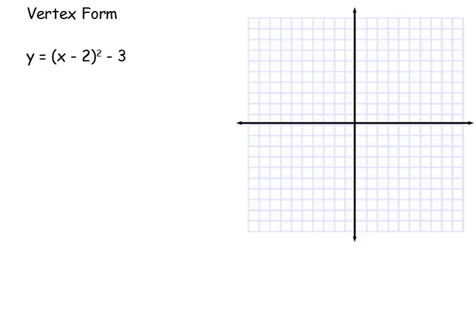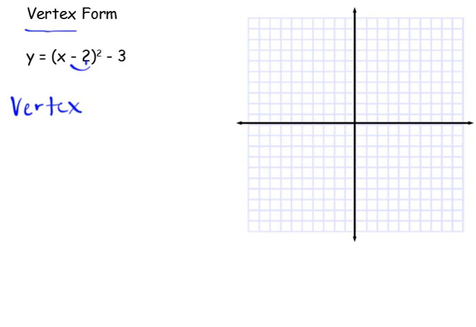This video is a wrap-up of all that we've talked about with parabolas. We're going to talk about vertex form and standard form, how to find the vertex, the axis of symmetry, the x-intercepts, and the y-intercepts. We'll start with vertex form. And in vertex form, it should be pretty easy to find the vertex.